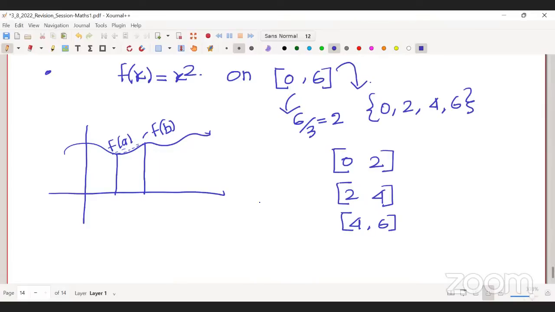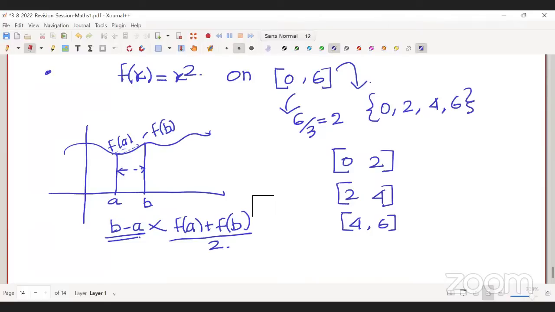Correct. What is the distance between these two parallel lines? The interval length. This is A, this is B, so the distance is B minus A, times f of A plus f of B, divided by 2. This is the area of this trapezoid, right? Is it correct or no?